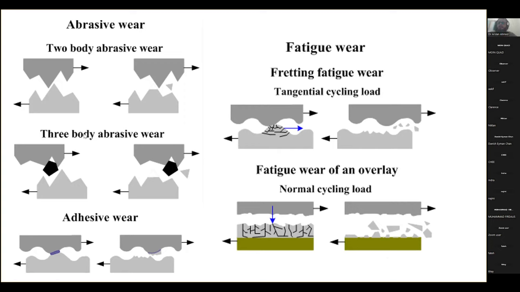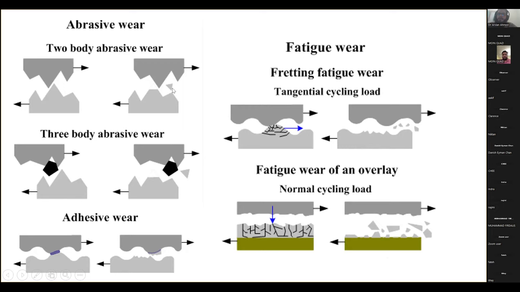Again, loading is also an important aspect. You can see that this part broke off, and then there is three-body abrasion. An example you can take: if you put some stones between your hands and rub them, you will see scratches on your hands. This is similar to that. There is a third body present between these two bodies, and this is the second image of abrasive wear.